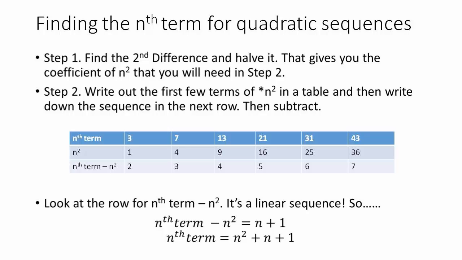Now, most of the time that second difference will be 2. If it was 1 though, you would still need to halve it. If it's 3, whatever number it is, you need to halve it. So when the second difference was 4, that is actually going to be a 2n squared. N squared is what we need, just 1n squared.